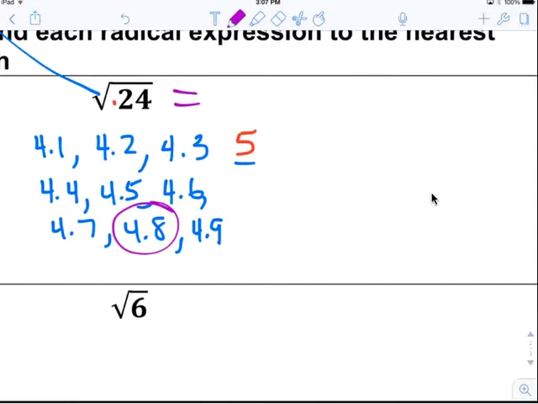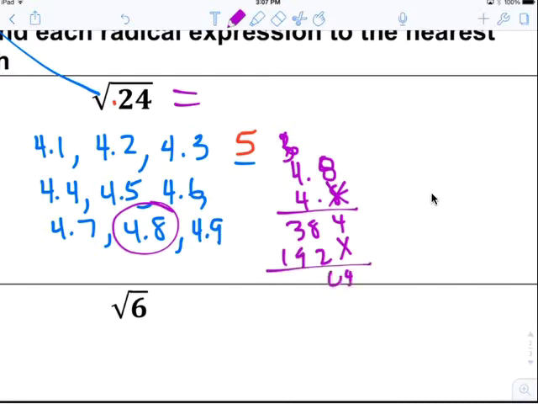Is it 4.8? Let's see. 4.8 times 4.8. 32, 38, 16, 19. Did I do it right? 64, carry 6, 32, 38, that's correct. 32, carry 3, 16, 19, yeah. I think I did it right.